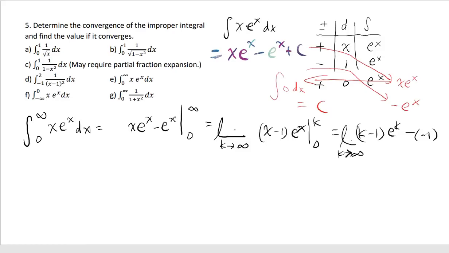Now, what do you get if you set k to infinity? E to the infinity is infinity. Infinity minus 1 is infinity. So this first part actually gives you infinity times infinity, which is infinity.